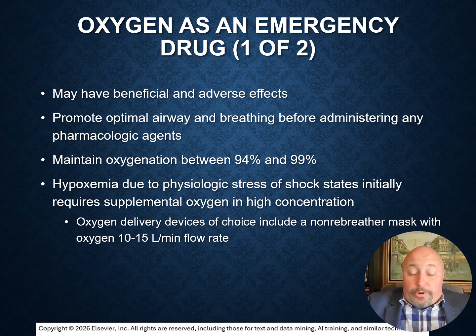Oxygen. This is going to be one of your most important drugs in an emergency. It may have both beneficial and adverse effects, and it's used to promote optimal airway and breathing before administering any other pharmacologic agents. You want to maintain oxygenation between 94 and 99%. It is used in cases of hypoxemia due to physiologic stress, with oxygen delivery device choices ranging from a non-rebreather at 15 liters per minute, or if we just need a smaller bit of supplementation, a nasal cannula.